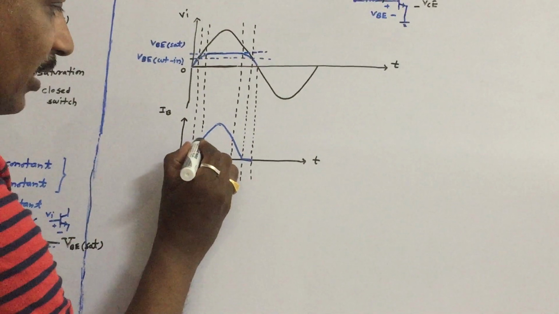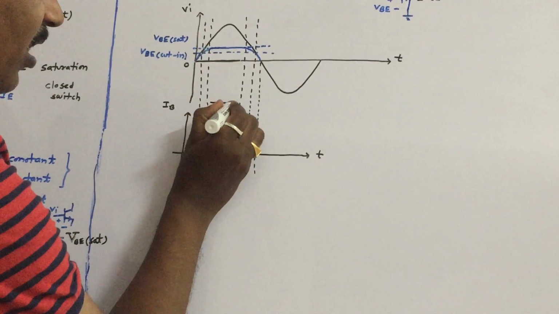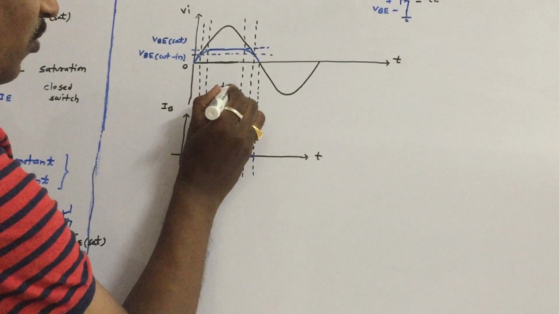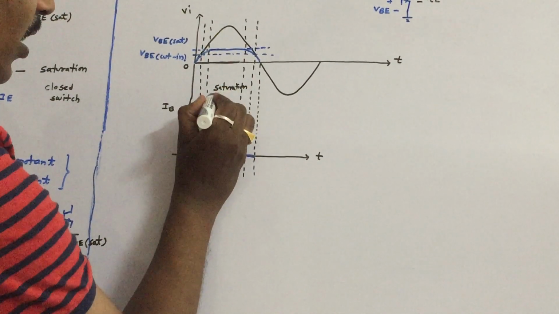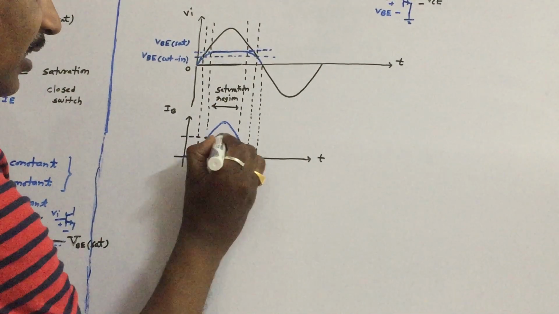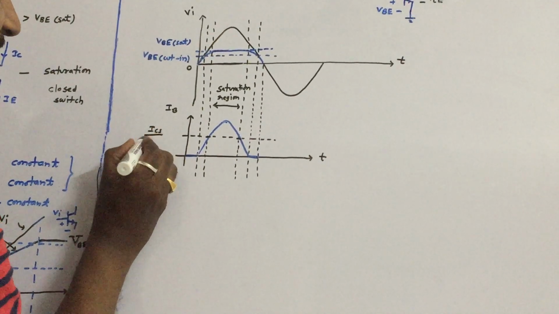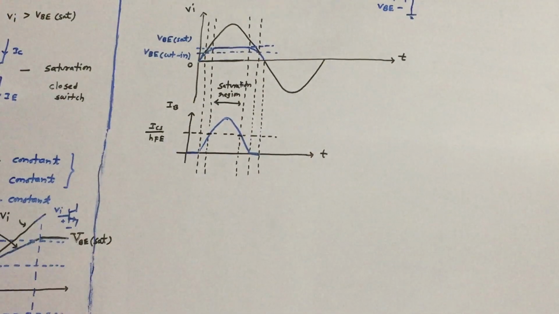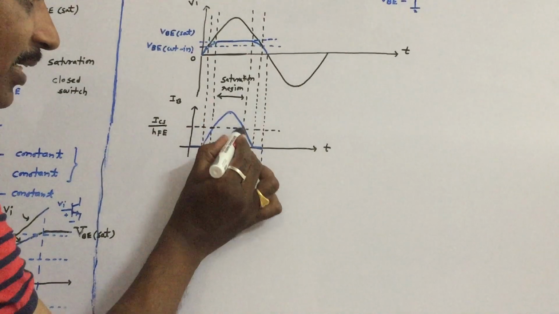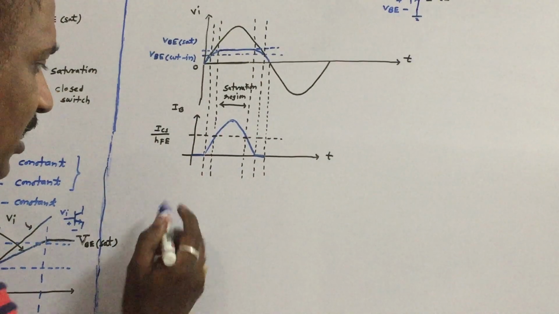Here you have to clearly mention this dotted line and this portion. This is the saturation region, because VBE is in saturation. Remember that this is your saturation region. During this period, the value is ICS by HFE, as explained earlier. So the base current waveform you have to draw like this. This is the first IB waveform, very simple.